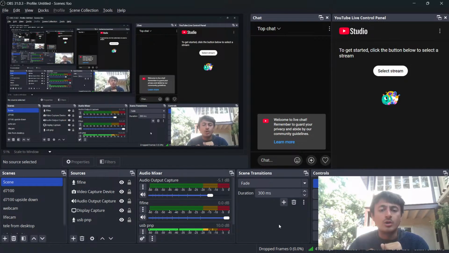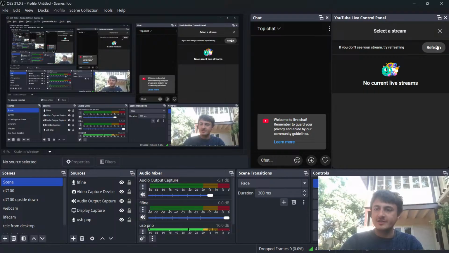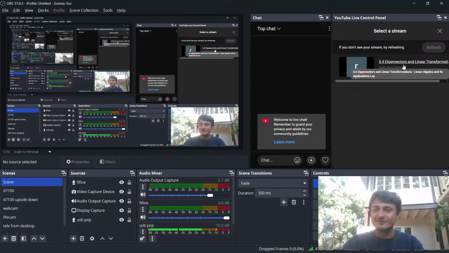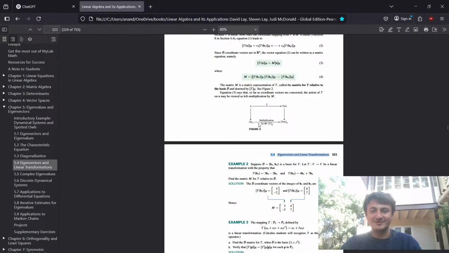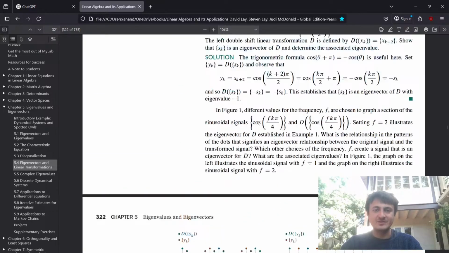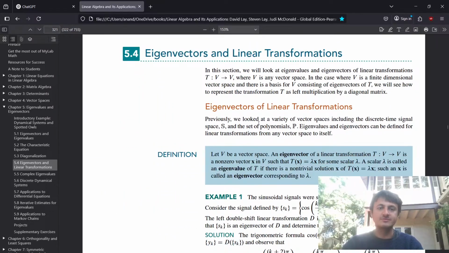Good morning. For some reason, I skipped over this section. So weird. Anyways, today's section of linear algebra is eigenvectors and linear transformations.